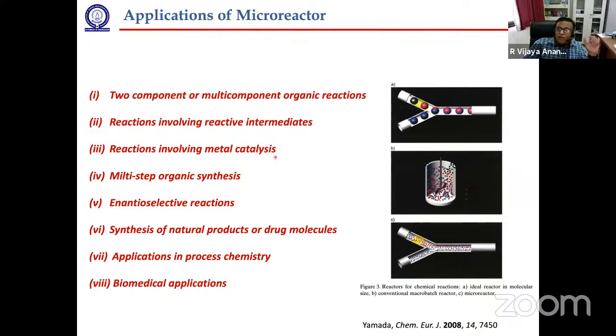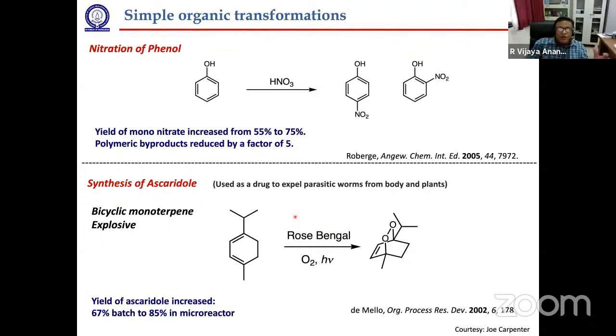And reactions involving metal catalysis, that is a very important thing, and I will spend some time here. And multi-step organic synthesis, like total synthesis of natural products, and enantioselective reactions, which are very important in organic synthesis, and synthesis of natural products and drug molecules. Applications in process chemistry, this is another important area, it's coming up now. And biomedical applications. Okay, so let me talk about very simple organic reactions.